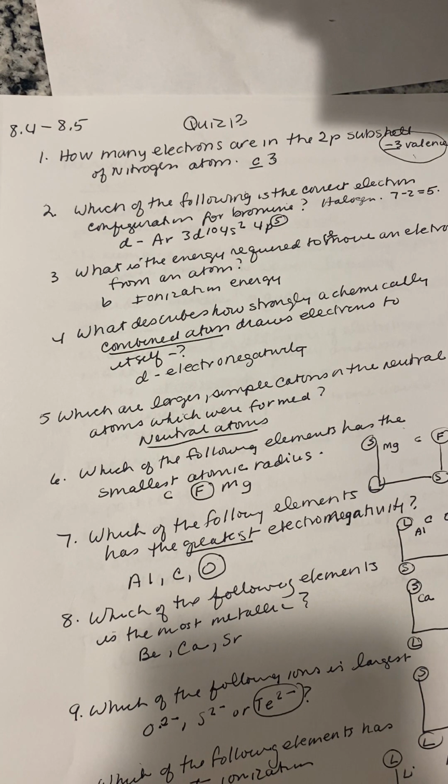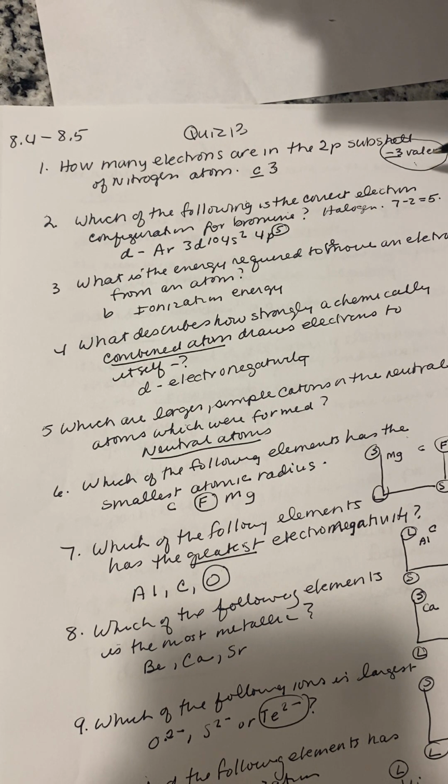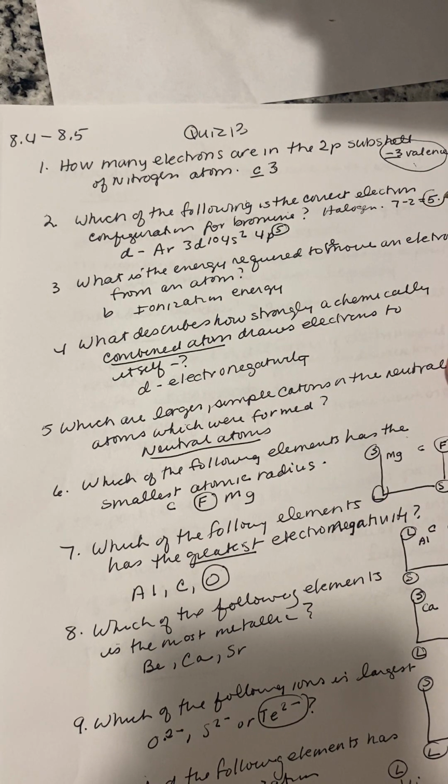Anyway, which of the following is the correct electron configuration for bromine? Bromine is a halogen, in column 17. Halogens have 7 minus 2, so they have 5. So which one would be the one with the 5 at the end?